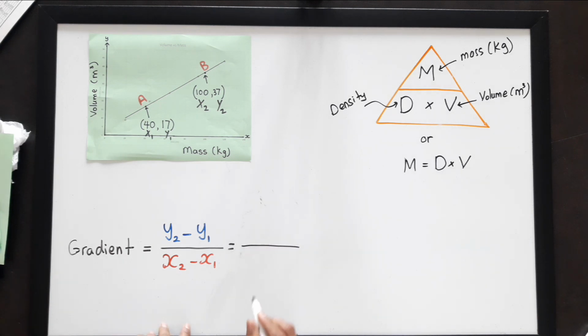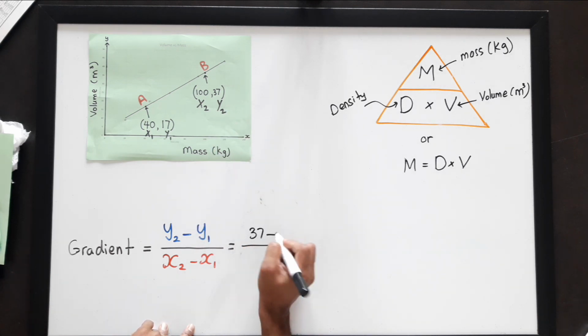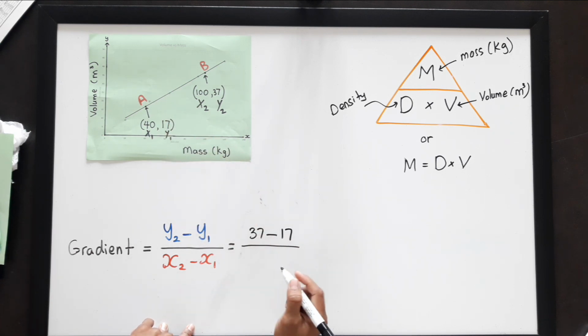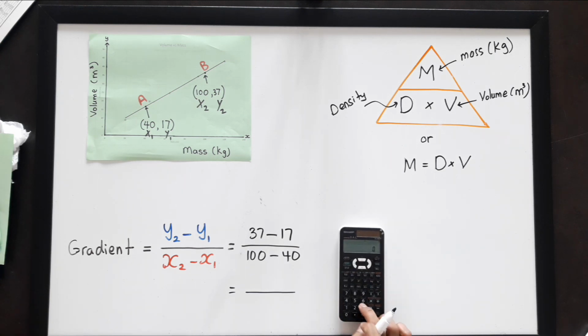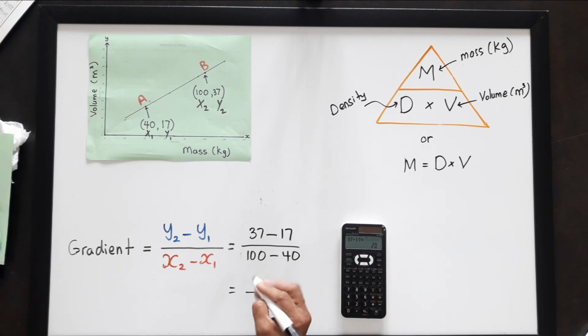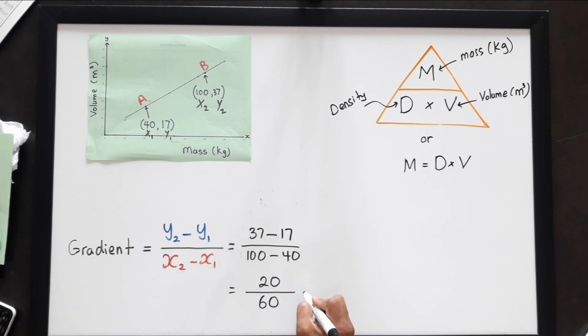So let's calculate the gradient here. Y2 is 37 minus y1, which is 17. X2 is 100 minus, and x1 is 40. Let's work this out. Let's see what we get. 37 minus 17 gave us 20, and 100 minus 40 is 60. So that means that the gradient of this line is 1/3. Great. What does this 1/3 mean, right?